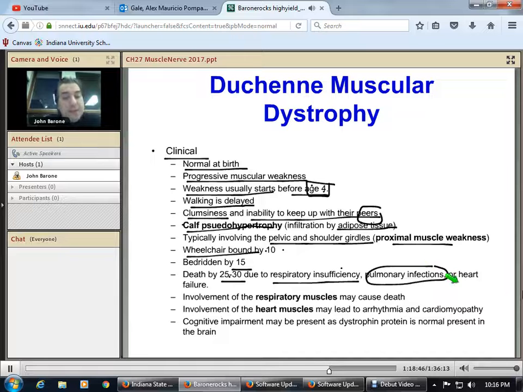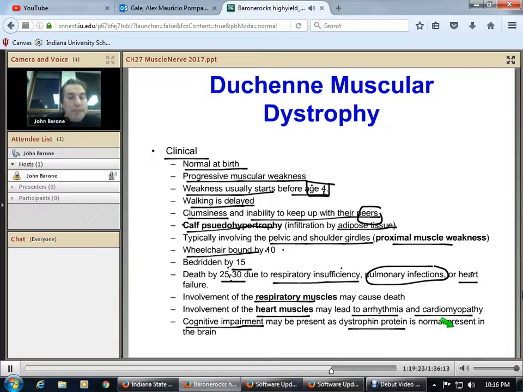And there's 2 ways they die. The respiratory muscles don't work properly, so you get atelectasis leading to infection, or your heart. Your heart gets arrhythmia or failures because the heart's a muscle too. The heart's going to have problems too. It's going to break down over time too. So that's how they die, the lungs and the heart. Okay? So respiratory and heart, arrhythmias, cardiomyopathy. So let's repeat. Symptoms by 4, wheelchair by 10, bedridden by 15, in the grave by 30. This is very sad, very bad.